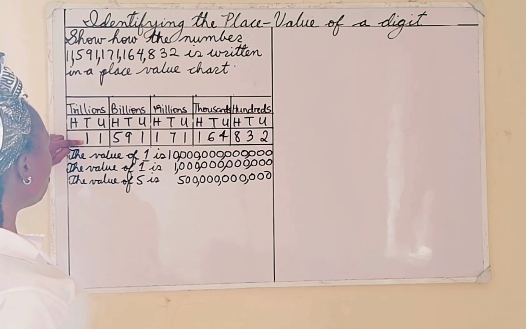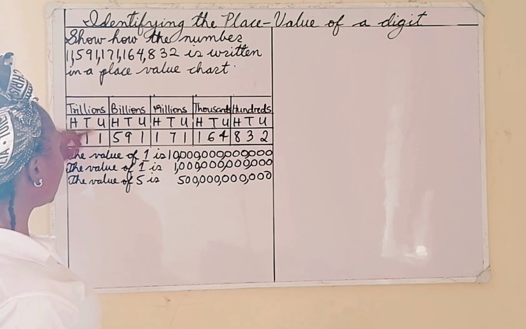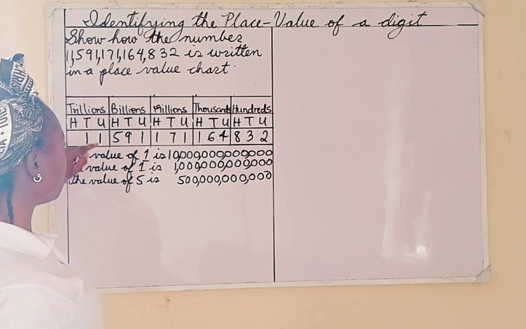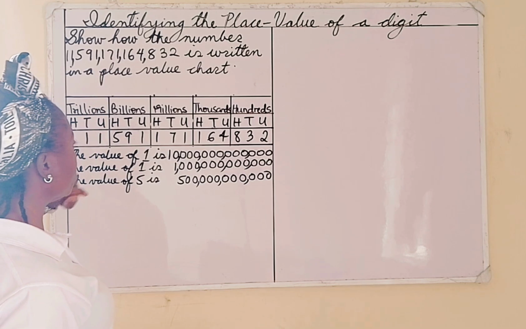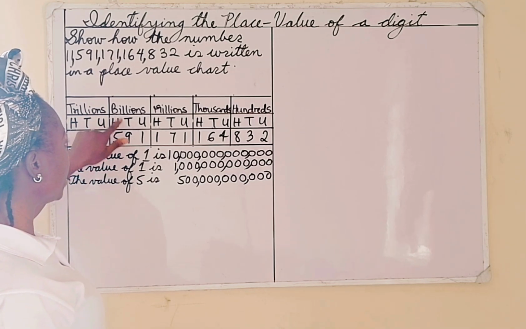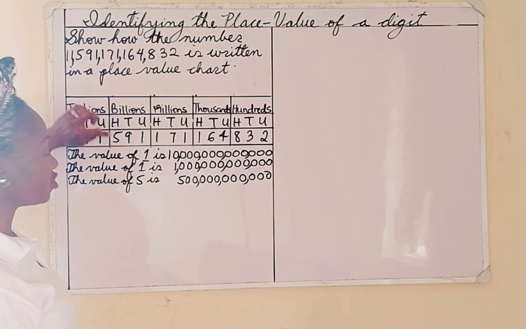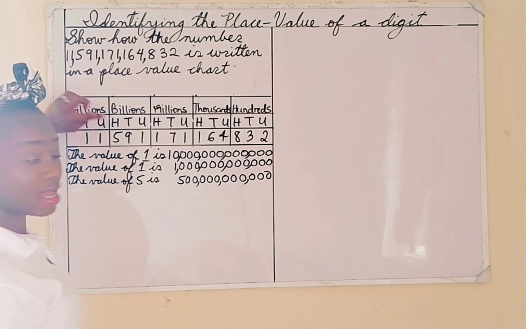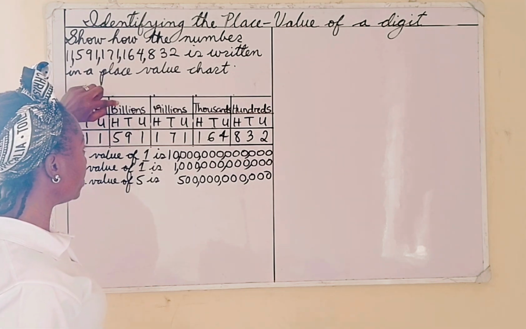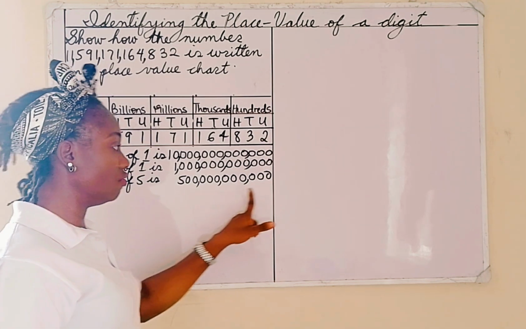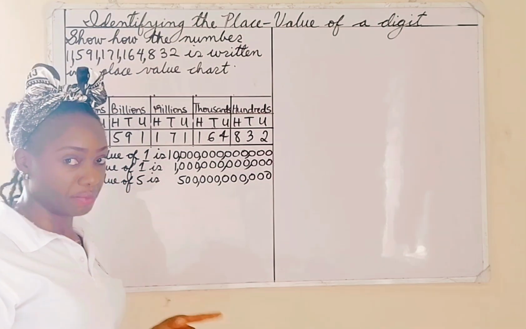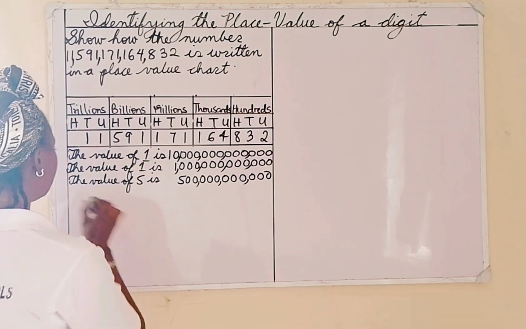The first one was 10 trillions, the second one was 1 trillion, and next is 500 billion. You can see the place of 5 here is the hundreds place, and that's why it is called 500 billions. And this is the value of 500 billions. Now let's continue.